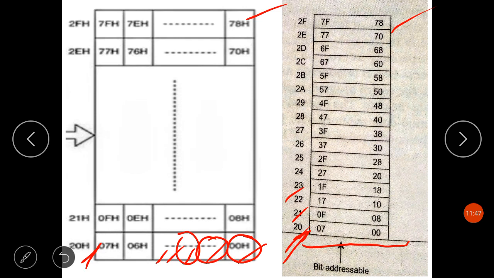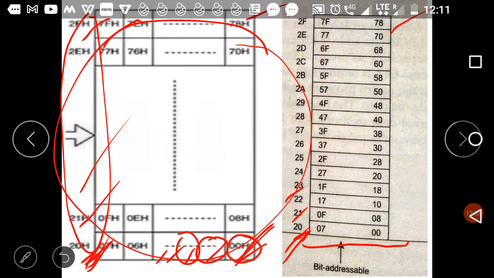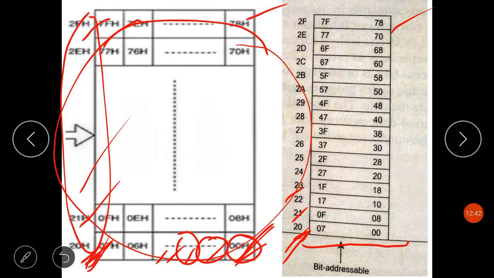So these 128 bits can be individually bit addressed starting from 00H to 7FH, or we have an option to directly use this memory as byte addressable. We can directly address it using bytes, like 20H to 2FH. So we can directly write the byte address like 20H or 21H or 22H. So it is directly byte addressable, and it is also bit addressable, because we can address the individual bits by their addresses.